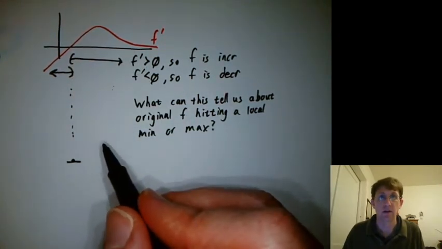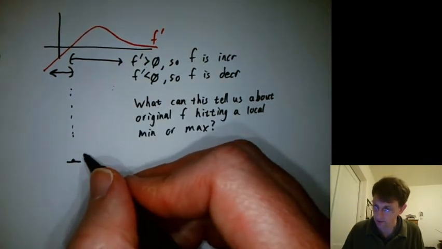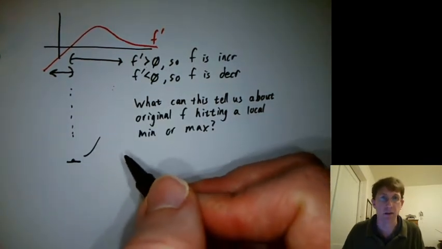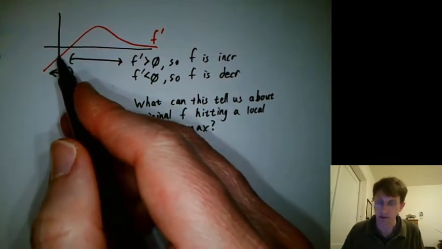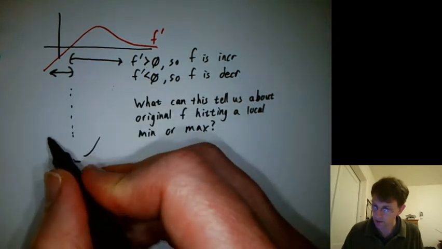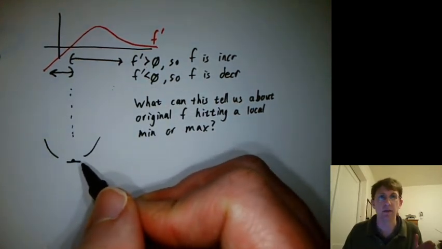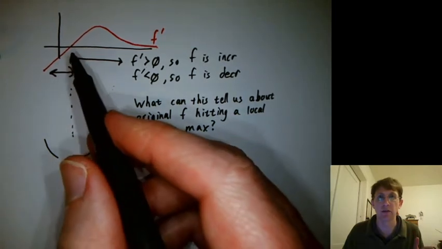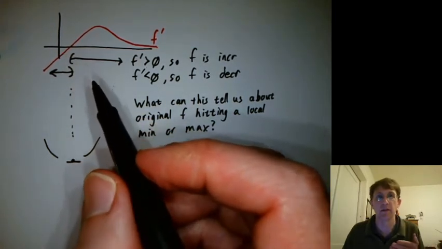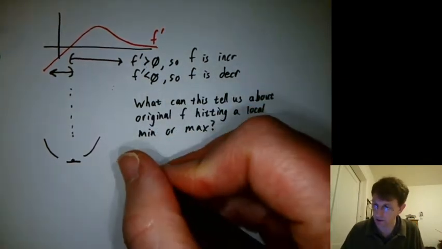Over here, the original function is increasing, so you've got some kind of curve like that. And over here, the original curve is decreasing because f prime is negative, so draw some kind of curve like that. And what does that tell you about whether this spot right here where f prime is 0 is a local min or local max? Looks like it's a local min to me, right?